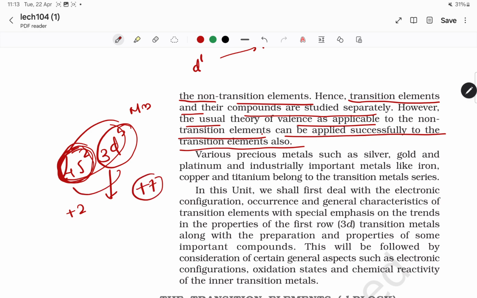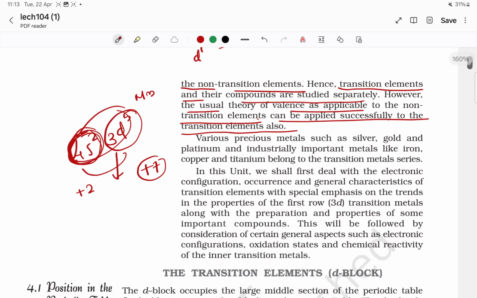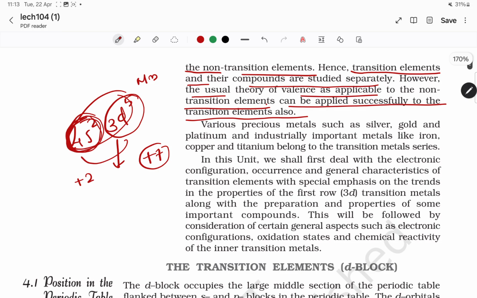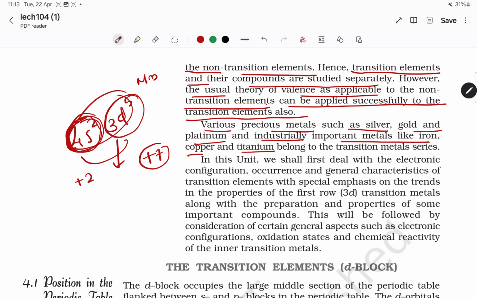So the usual theory of valence, that is, which electrons are used for making the bond, will be applicable here also. Various precious metals such as silver, gold and platinum, and industrially important metals like iron, copper and titanium belong to the transition metal series.